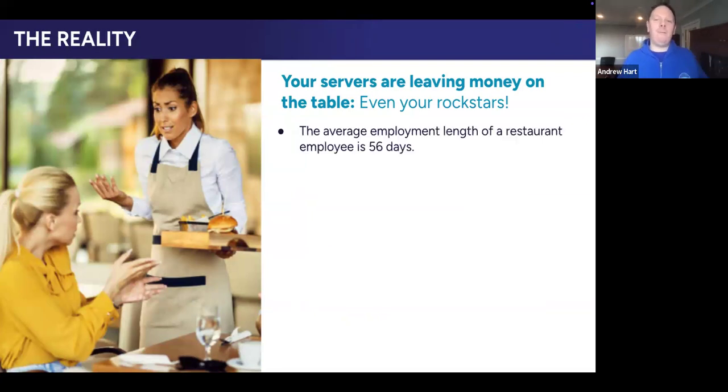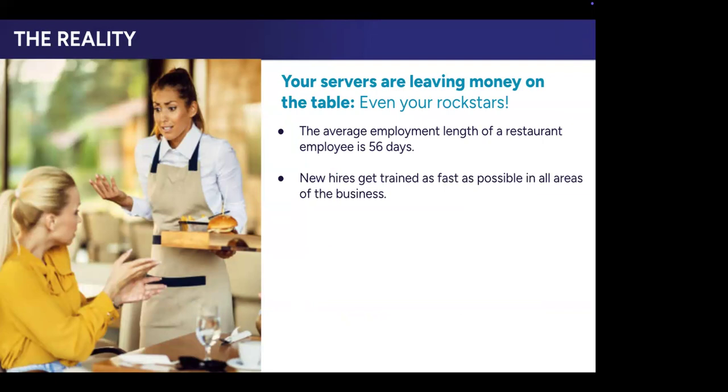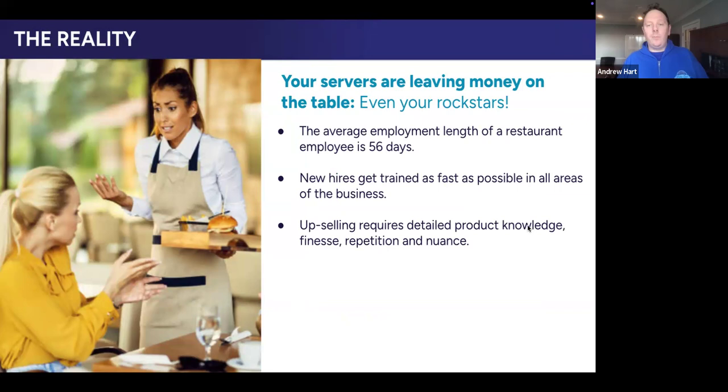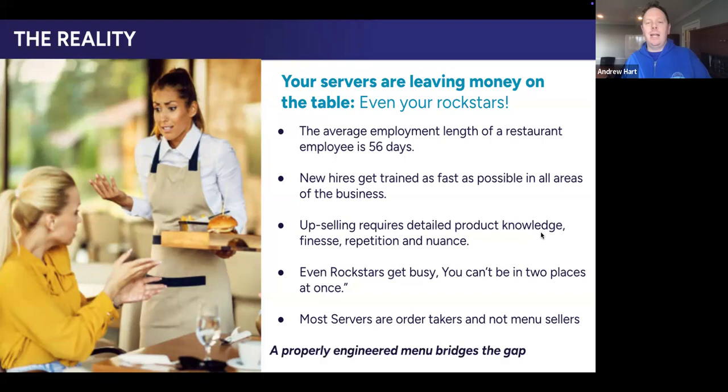What's crazy is the average employment length of a restaurant employee is 56 days. And in that time, new hires need to get trained, not just on the menu, but as fast as possible on all areas of the business. The reality is upselling requires detailed product knowledge, finesse, practice and repetition, and there's a certain amount of nuance as well. And even rock stars get busy, right? You can't be in two places at once. So servers wind up becoming order takers and not menu sellers. I think what a lot of people don't realize is that a properly engineered menu can actually bridge the gap and solve some of these problems.